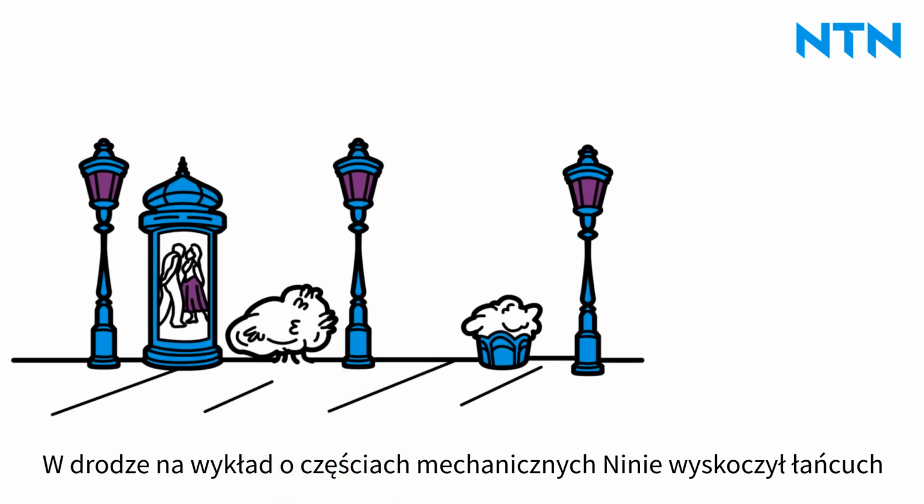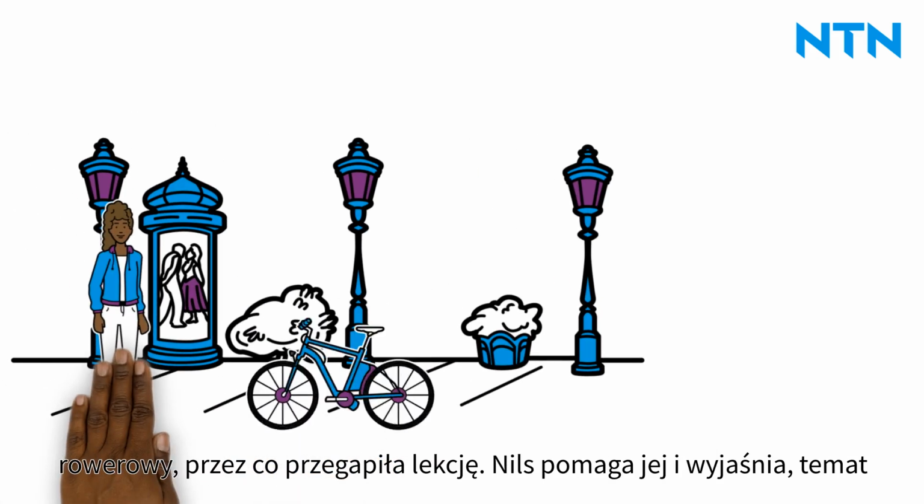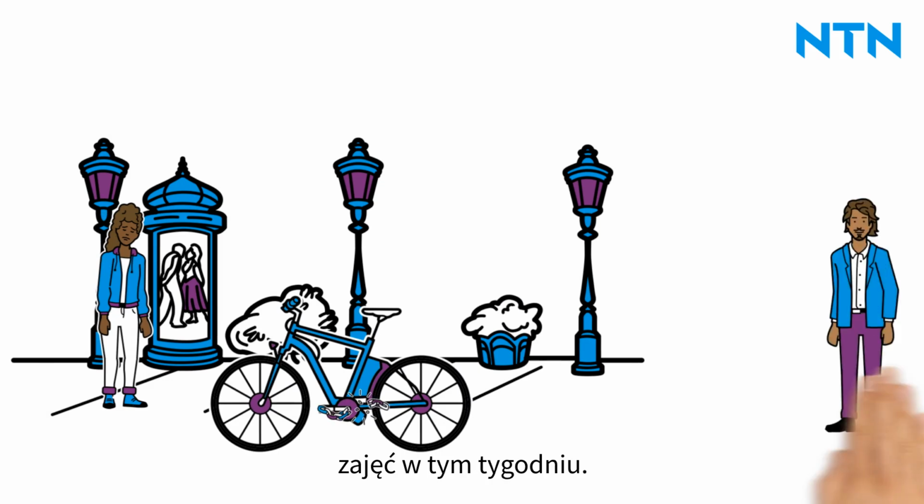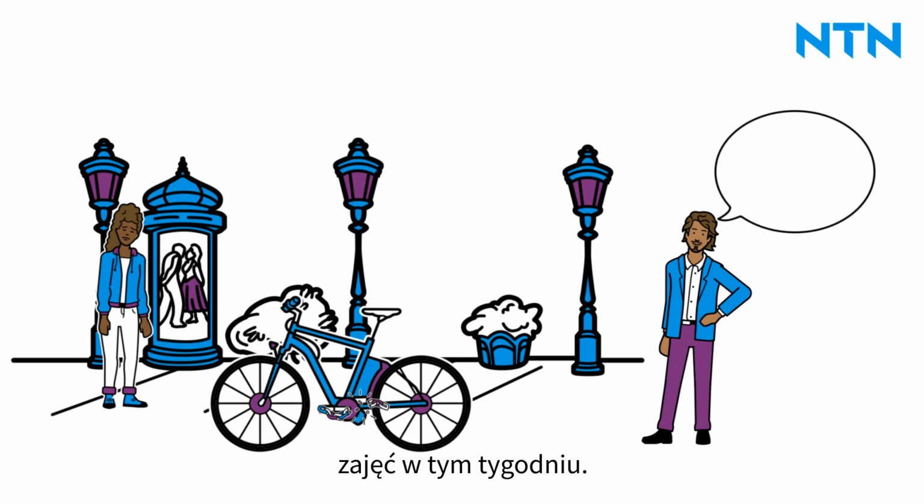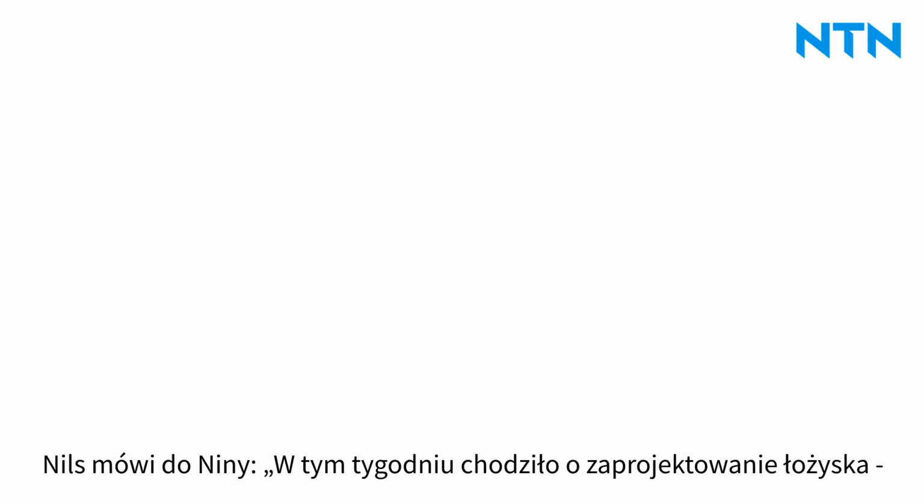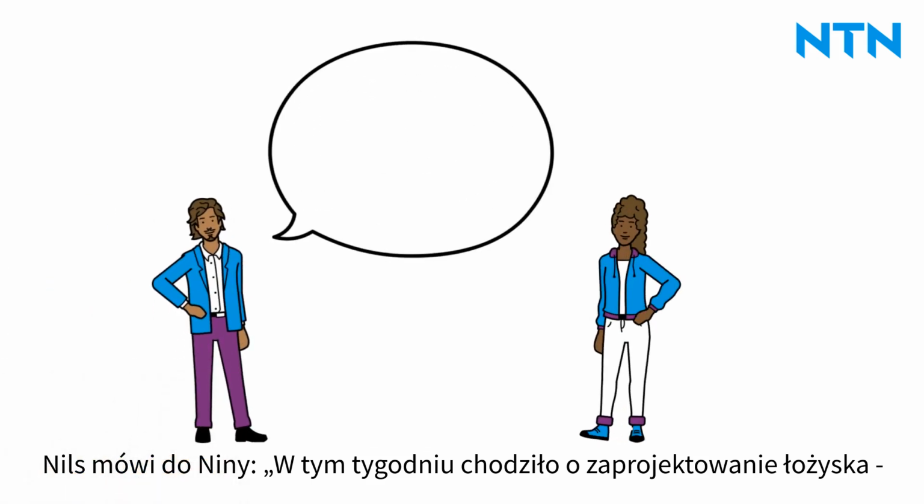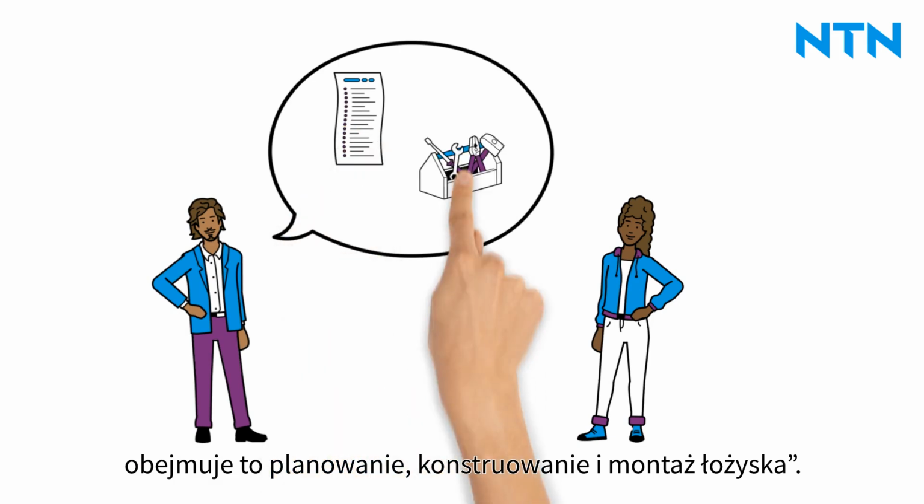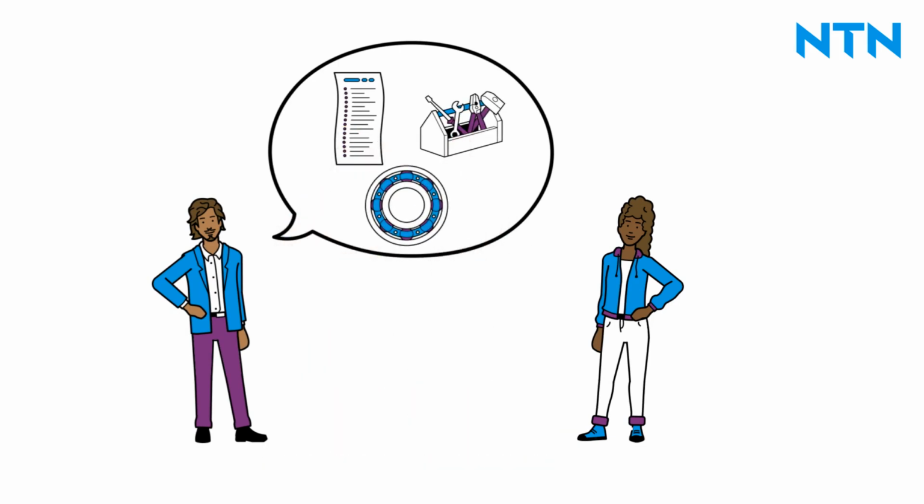On the way to the mechanical components lecture, Nina's bicycle chain unfortunately jumped out, which is why she missed the whole lesson. Nils helps her out and explains what this week's topic was. Nils says to Nina, this week was about designing a bearing, which involves planning, constructing, and assembling a bearing.